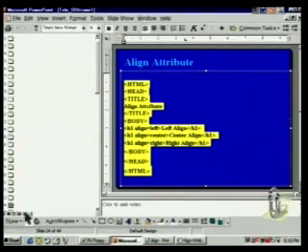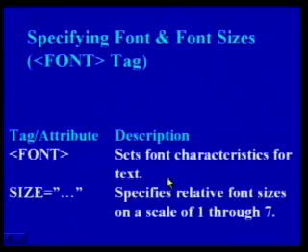Coming over to the next part, specifying font and font sizes. Within the text you can use the font tag to specify different font types, sizes and colors. The font tag is the main tag used to define a font type, and you have a number of other attributes like size, color, etc., which are used to define different values. Now, we begin with the font tag.